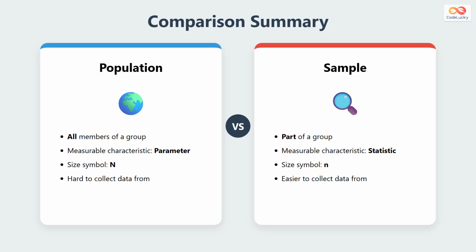Here is a side-by-side comparison. The population is all members, and a measurable characteristic of a population is called a parameter. The sample is just a part of the group, and a measurable characteristic of a sample is called a statistic. Notice the difference in symbols: capital N for population size and lowercase n for sample size.